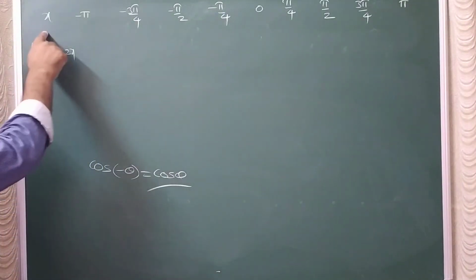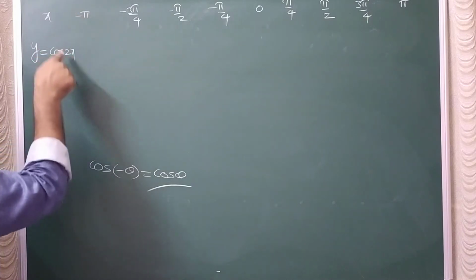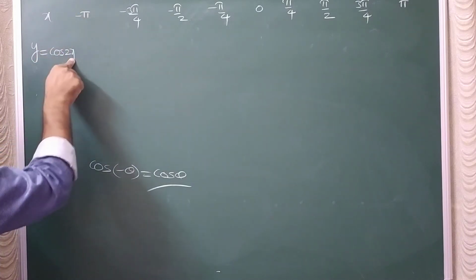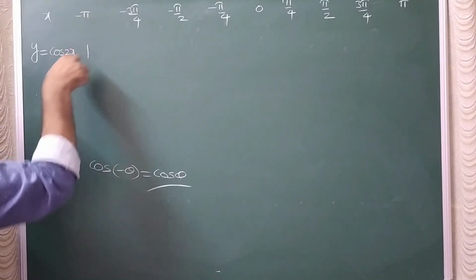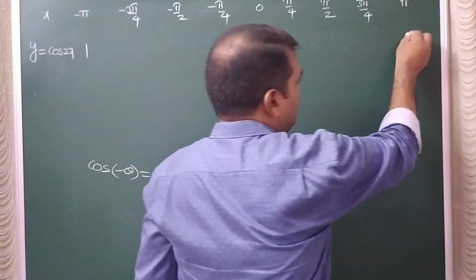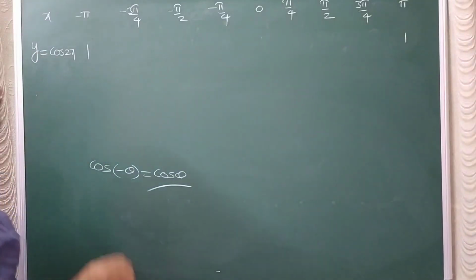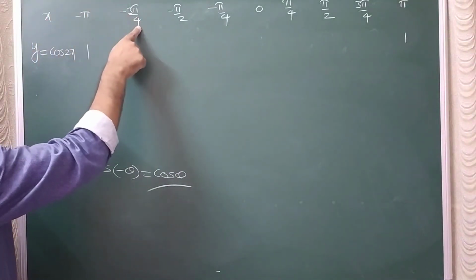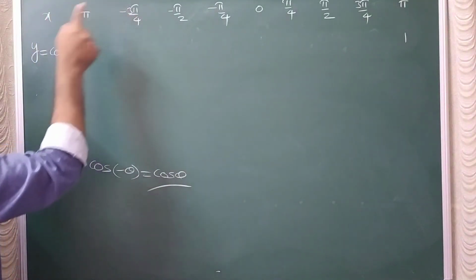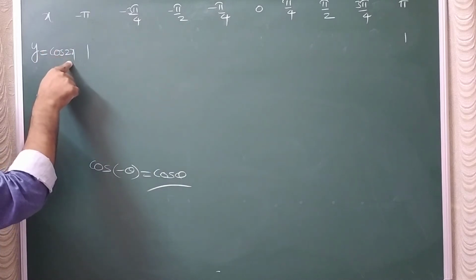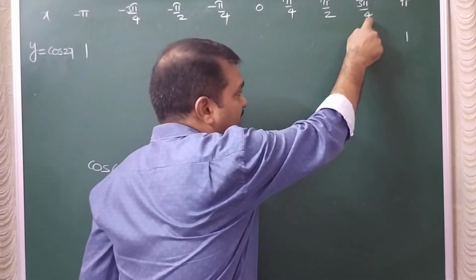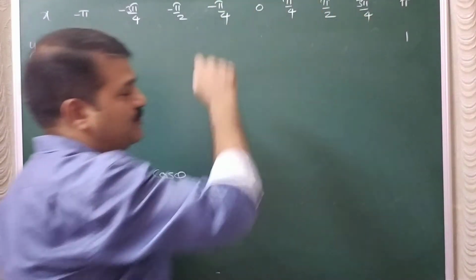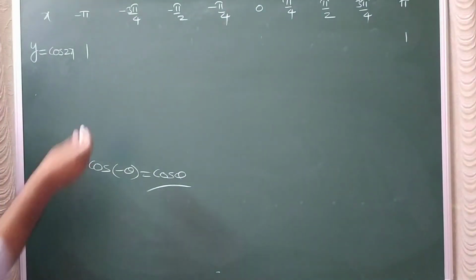When x is taken as minus pi, you get cos of minus 2 pi, which is same as cos 2 pi. So what is cos of 2 pi? 1. So both values I will mark at once. When x is taken as minus 3 pi by 4, you will get cos of minus 3 pi by 2, which is same as cos of 3 pi by 2. What is cos of 3 pi by 2? 0.